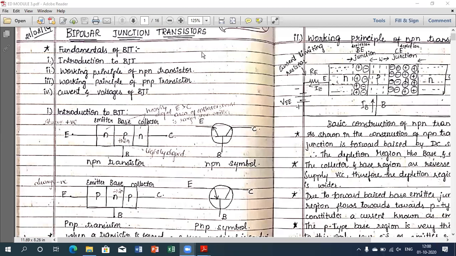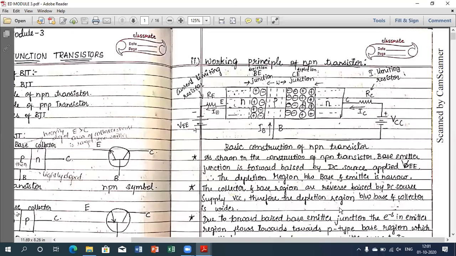The next topic is the working principle of the NPN transistor. Now, what I'm going to do here, I am considering the NPN transistor, and then I am connecting two voltage devices here. It's very simple. Just concentrate on what I'm showing in the block diagram or the circuit diagram. I will show one by one. So just understand it.